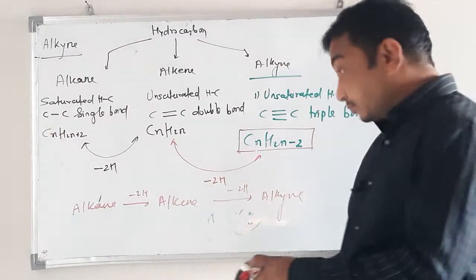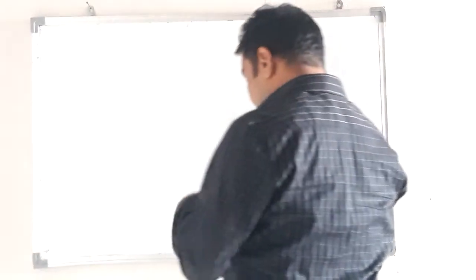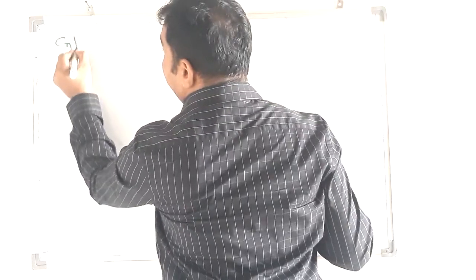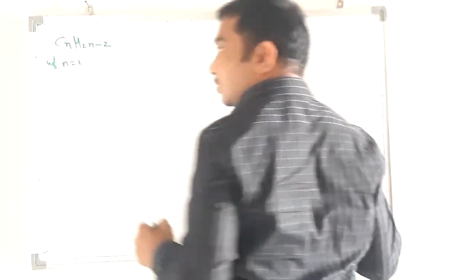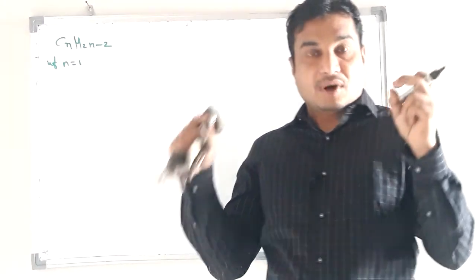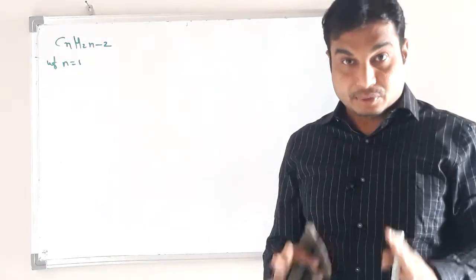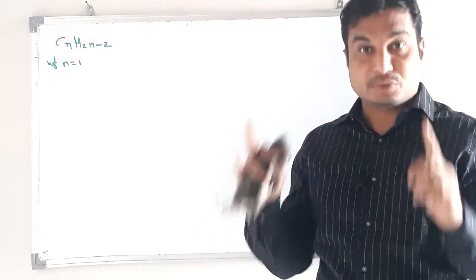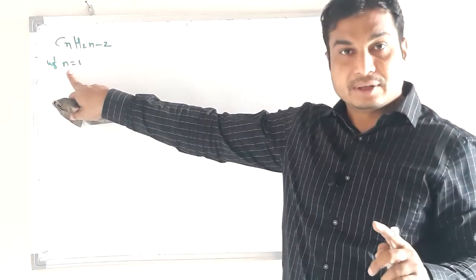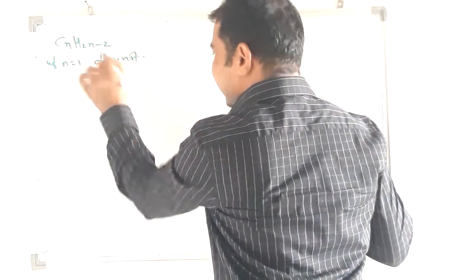Now we will see some examples of alkyne. First example, we know the general formula CnH2n-2. If we put n equal to 1, this is not possible, because for alkyne we need at least 2 carbon atoms to form a triple bond between them. Alkyne contains one triple bond, and for one triple bond at least 2 carbon atoms must be there. If n equals 1, carbon becomes 1, that is not possible. So it does not exist.